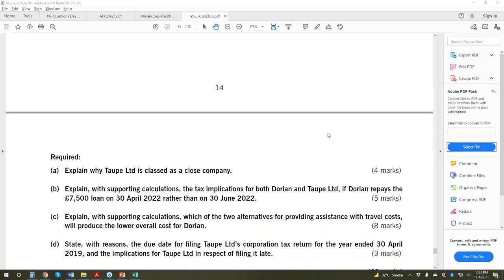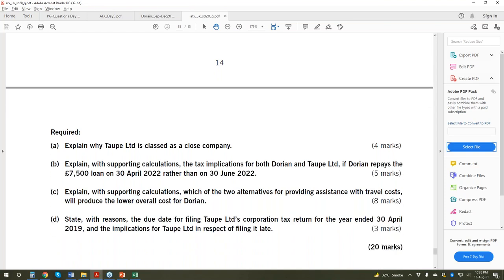Alternative one. Now, we will just mention at the very bottom of the answer that alternative one will result in lower benefit.